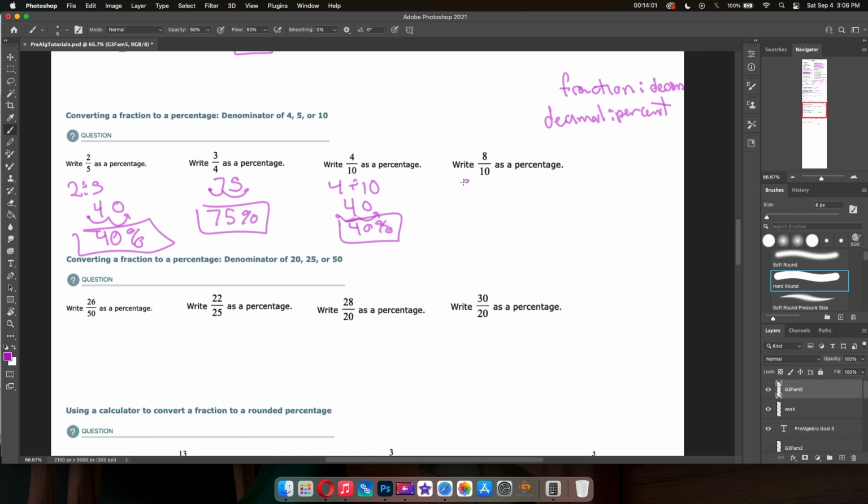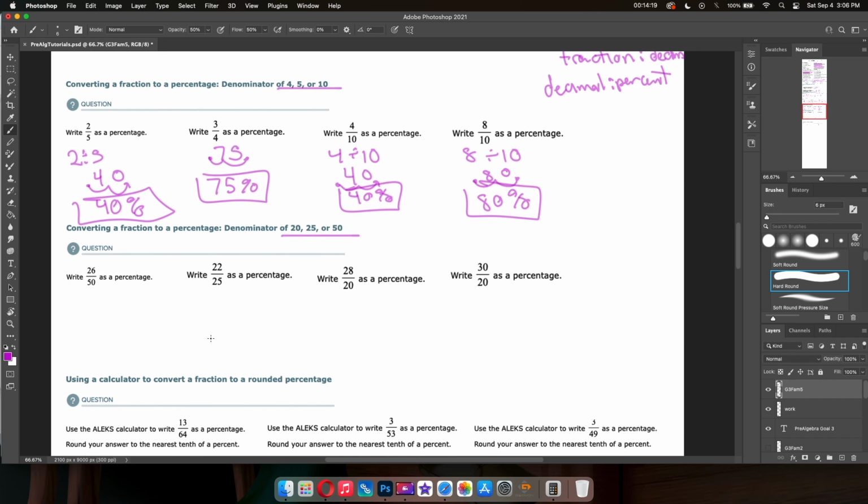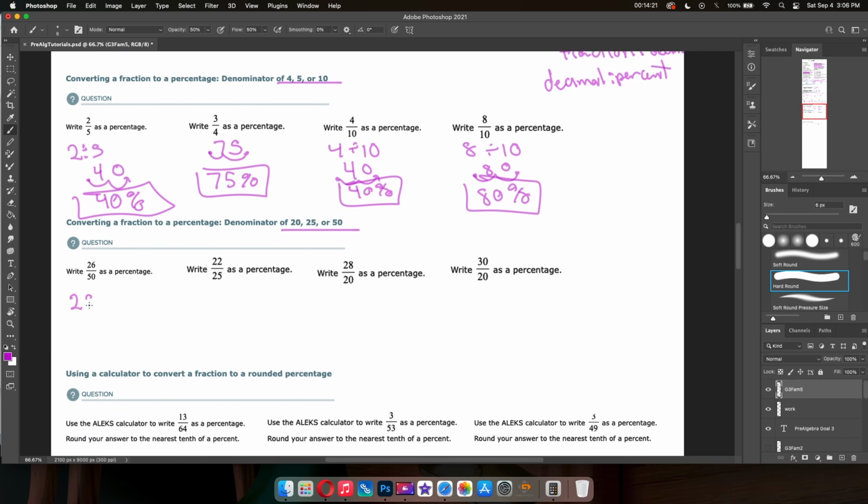This one is going to be 8 divided by 10. That gets me 0.8. Move it over 1, 2 spaces in order to get 80%. So this one isn't too bad. So now we have the same thing. We have the 4, 5, and 10 for this one. This one is going to be 20, 25, or 50. 26 divided by 50 is going to be 0.52. Move it over 1, 2 spaces, and it is 52%.